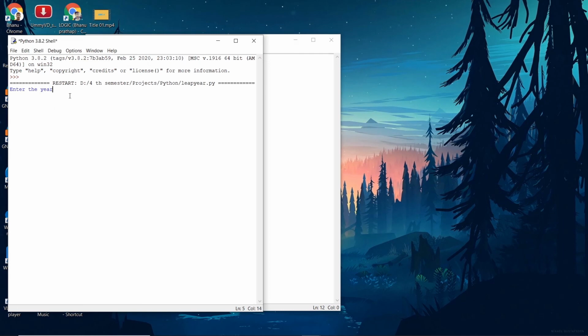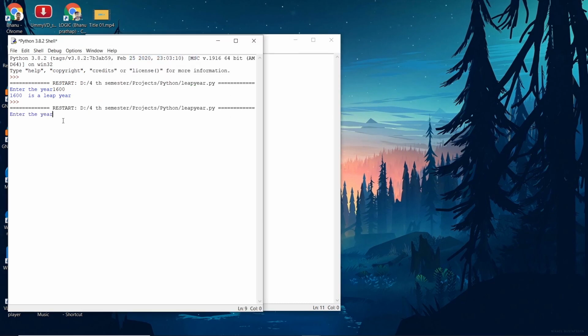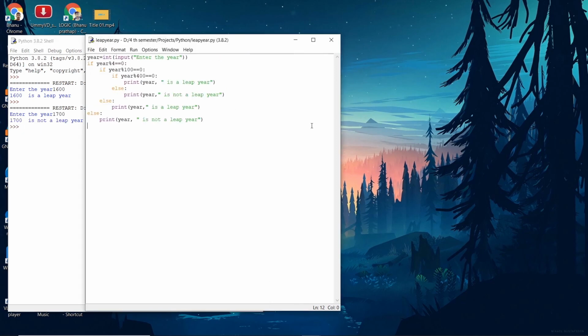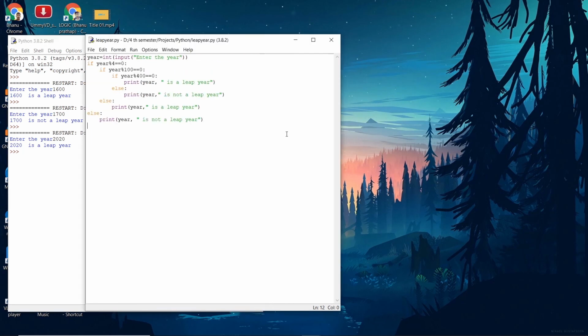Now let's check for 1600 whether it is a leap year or not. 1600 is a leap year. Yes, it's true. For 1700, it should not be a leap year. 1700 is not a leap year. Correct. At last, let's check 2020. 2020 is a leap year. That's it. This is a program for finding whether a year is a leap year or not. Thank you.